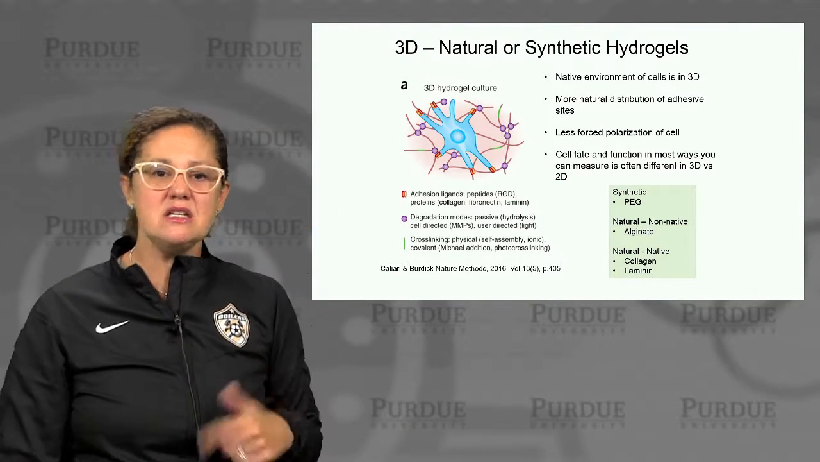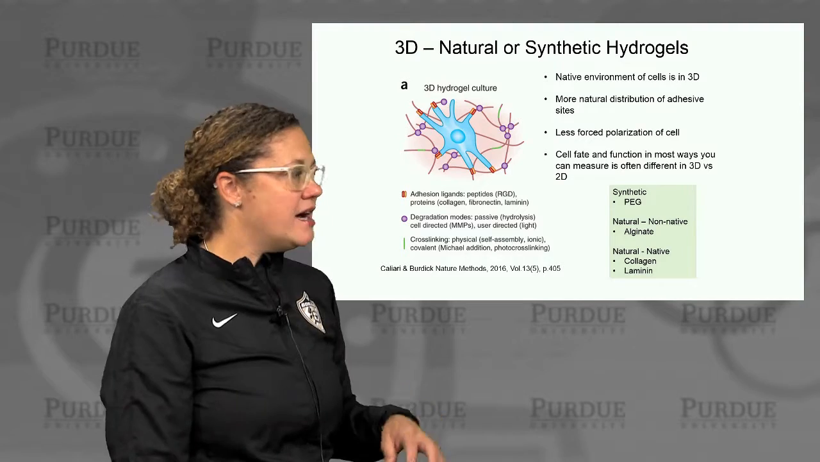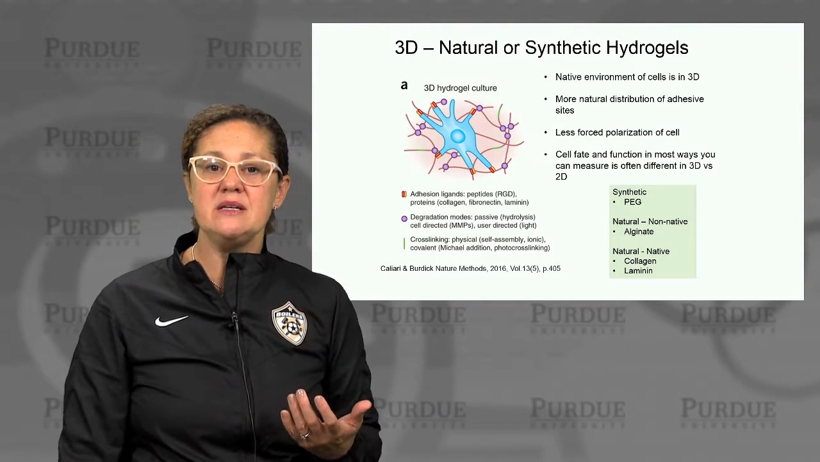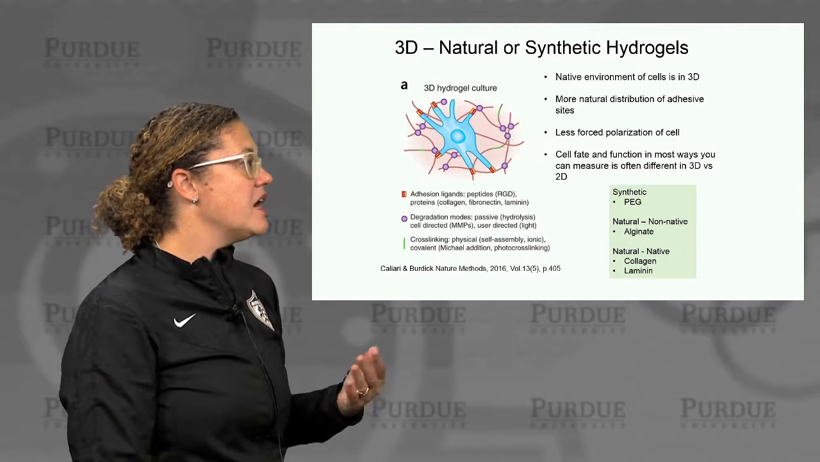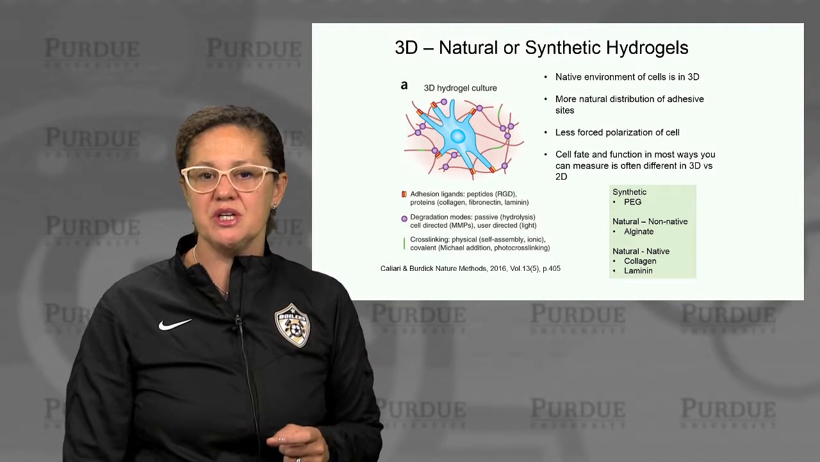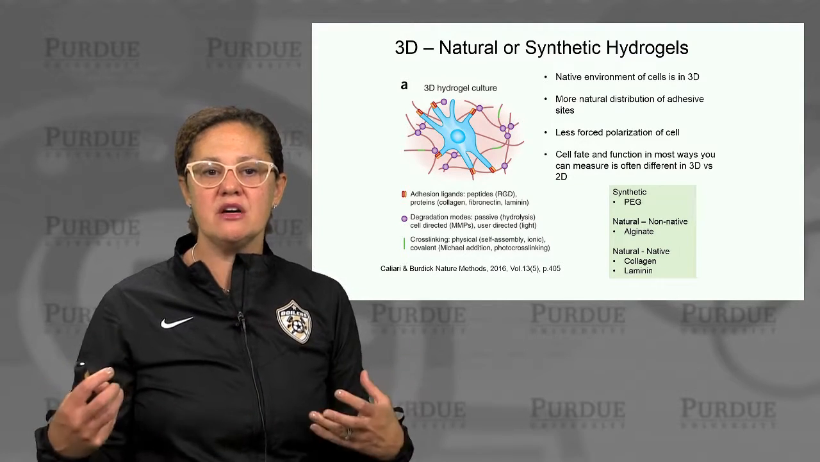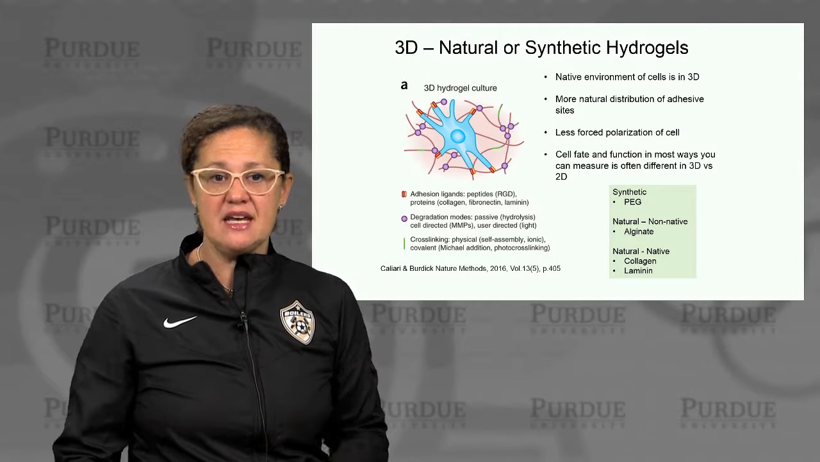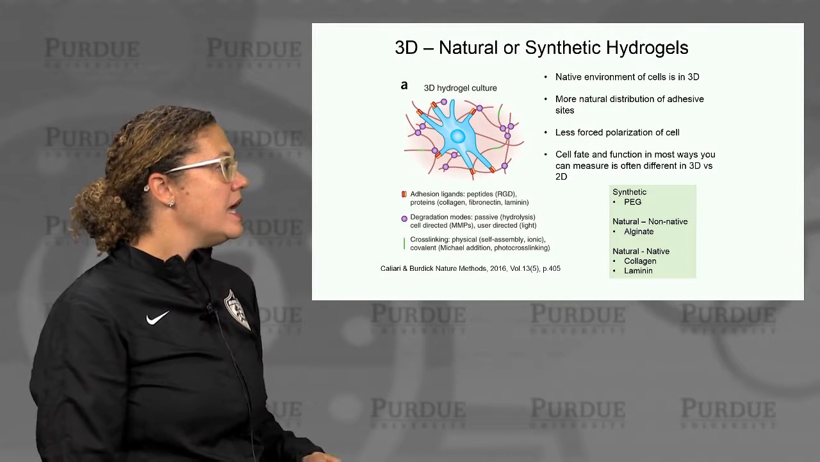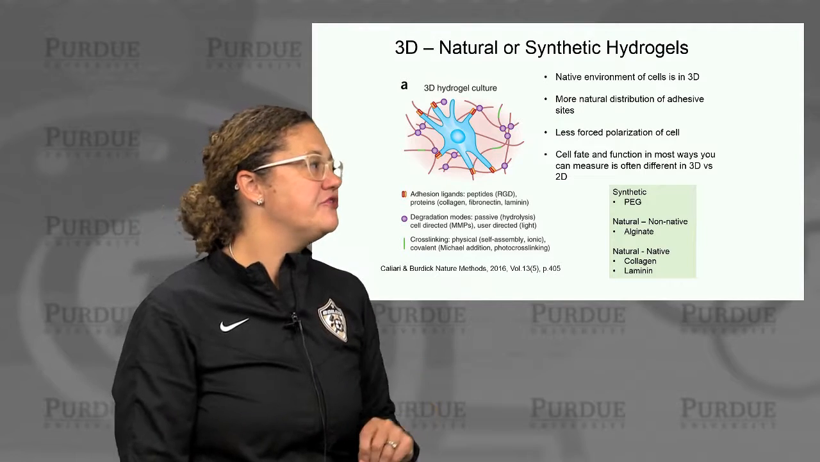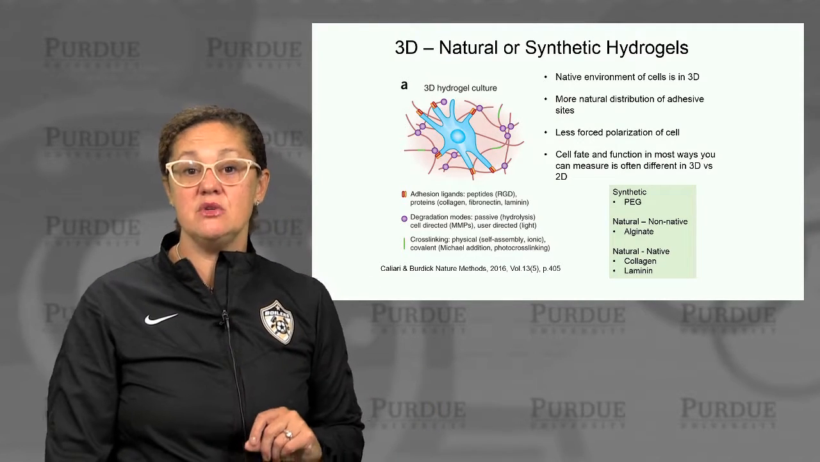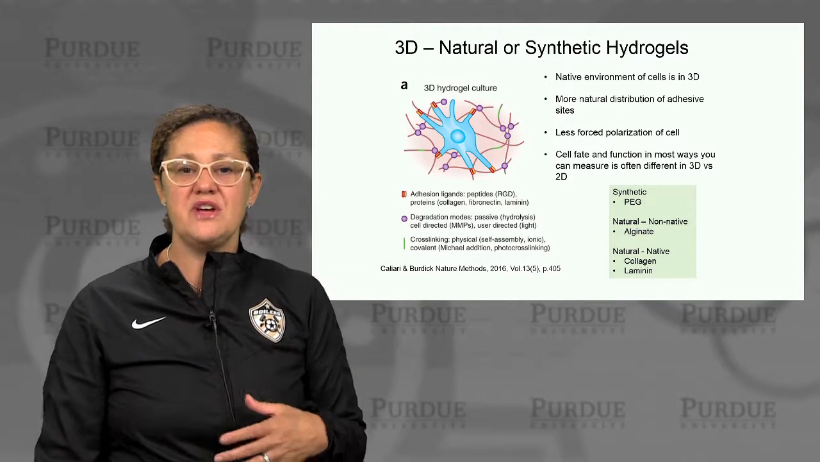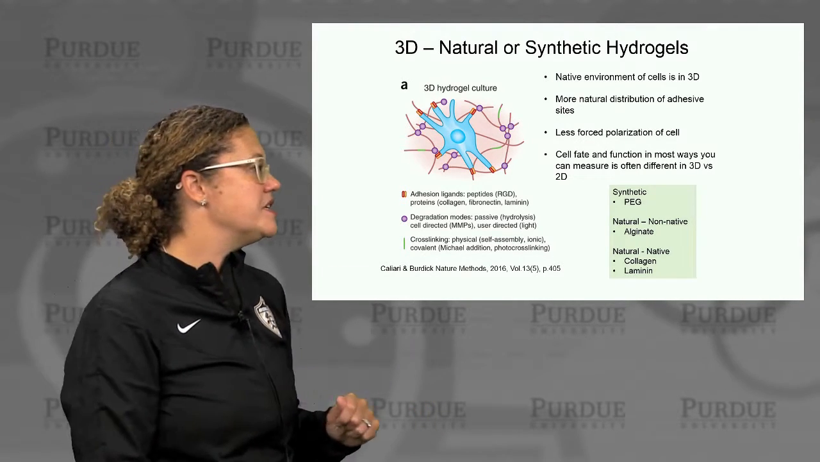Whereas 3D is generally considered a bit more of a native environment. This is how cells typically live, in three-dimensional environments. And so they often have a more natural distribution of adhesive sites with the material that they're interacting with, and less of a forced polarization state that can influence cell fate. And in many ways, the cell fate and function, in most of the ways that you can measure, is often different for the same cell if you interface it in a three-dimensional environment versus a 2D environment.